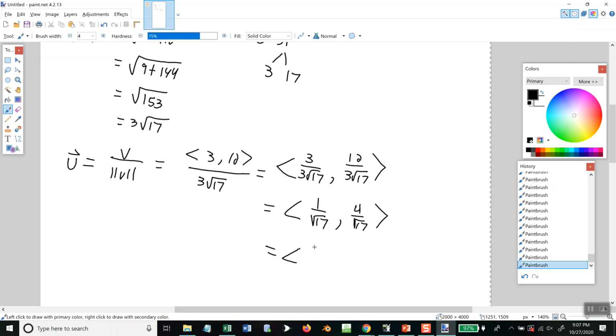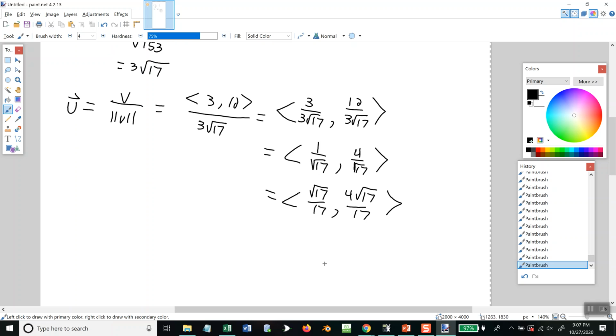Multiply top and bottom by square root of 17, and I get square root of 17 over 17, and 4 square root of 17 over 17. If I were to find the magnitude of this, the magnitude would be 1. That's how you find a unit vector in the same direction as your v.